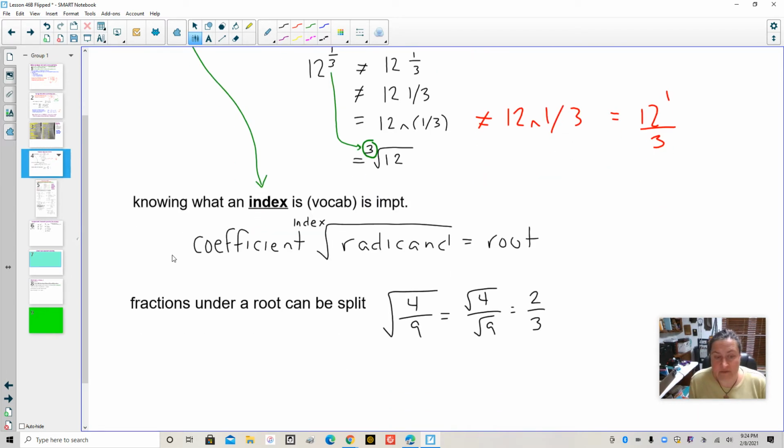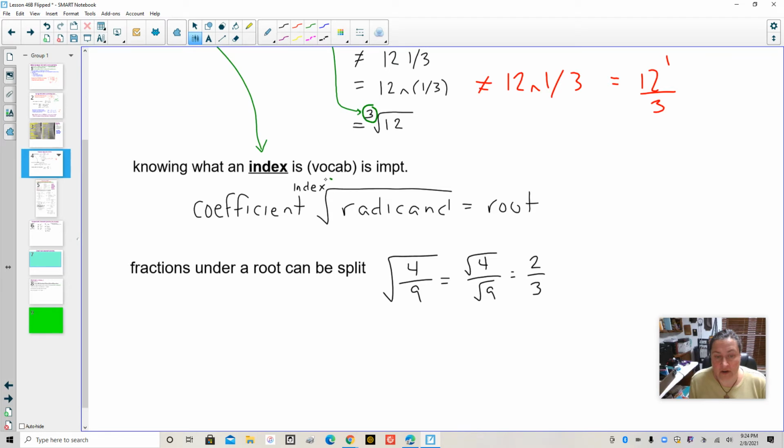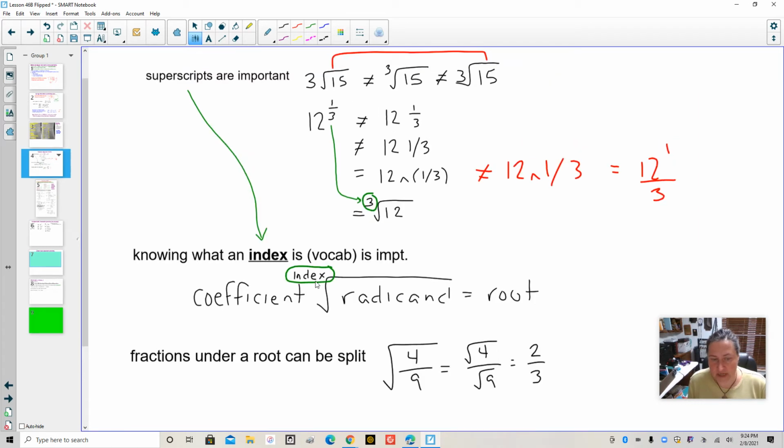Knowing what an index is very important. Here is the index. It's what tells you whether it's a square root. If there's no index, it's a square root, a cubed root, a 4th root, a 50th root, a 3,000th root, whatever it's going to be. But it is superscripted, and it's written right out front above that check mark of the radical symbol. Underneath the radical symbol is the radicand. Any coefficients out front get multiplied by whatever that radicand equals, and your answer, your solution to a radical problem or a radicand is a root.